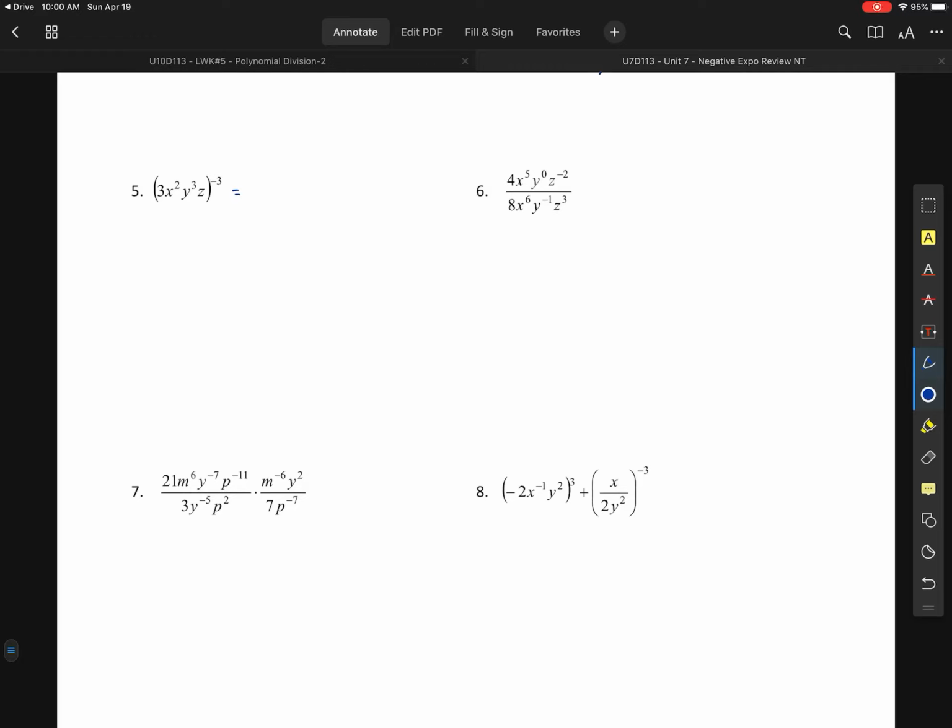All right, problem 5. What am I thinking right away? Flip it. I'm not going to work with a negative. I'd rather work with a positive. Give out my exponent. 27, x to the 6th, y to the 9th, z to the 3rd.